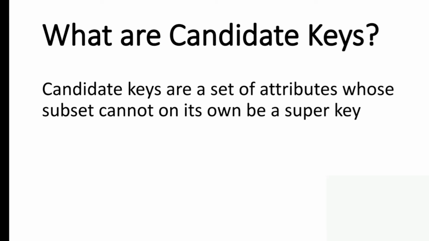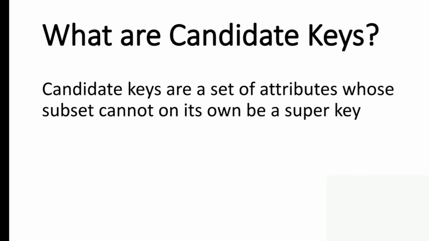Now next is the candidate key. So students, as we discussed, super key, one of the components can identify the entity uniquely by itself. So super key can be any single attribute or a set of attributes. But candidate keys, unlike the super keys, are a set of attributes whose subset cannot on its own be a super key. That is, just a single subset of an attribute cannot identify the entity uniquely. That is, you need to have the whole combination so that you can identify the entity uniquely.